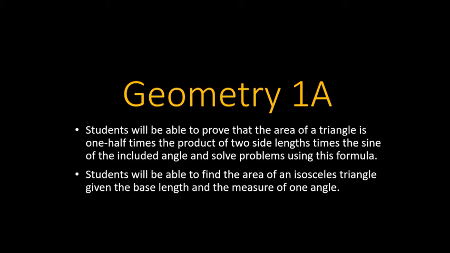Really, we're just going to be using a formula to help us identify area or some given quantity related to a triangle. This includes finding the area of an isosceles triangle given the base length and measure of an angle. Okay, let's get started.